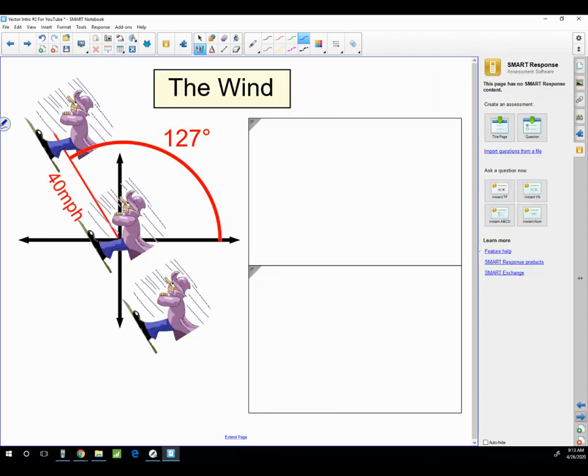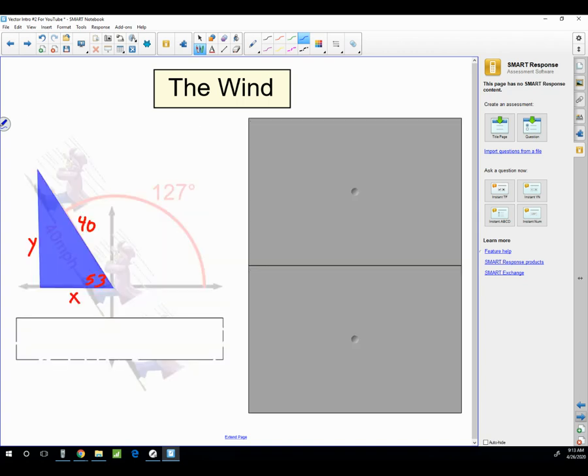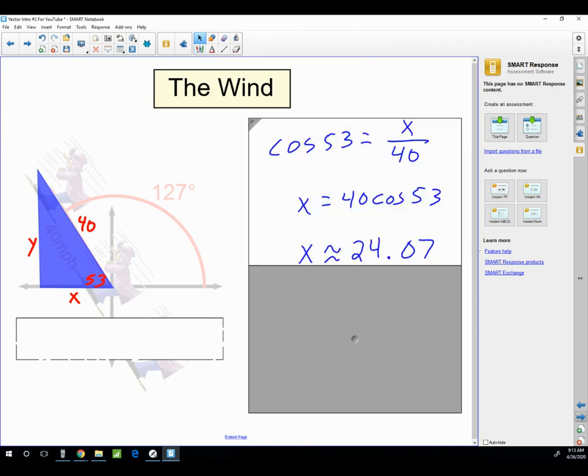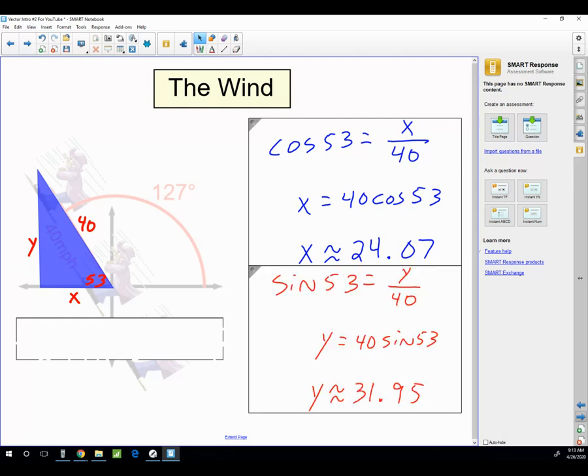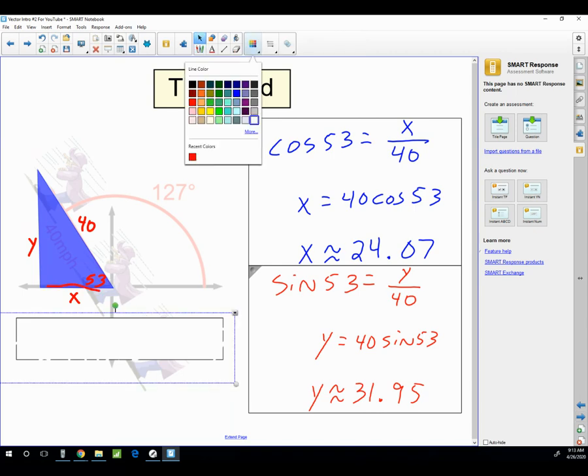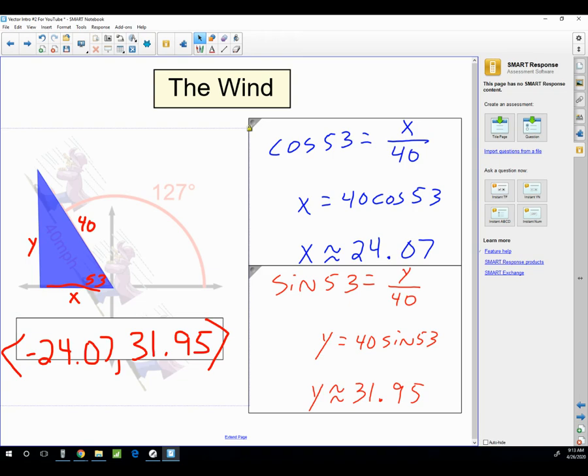Pause the video and see if you can do the wind. There's the setup. If you don't understand where the 53, the X and Y are coming from, call me. All right, we find X by cosine and Y by sine because a piece of our triangle is the X axis. And then we would apply a negative to what needs to be negative. In this case, the X component is negative.